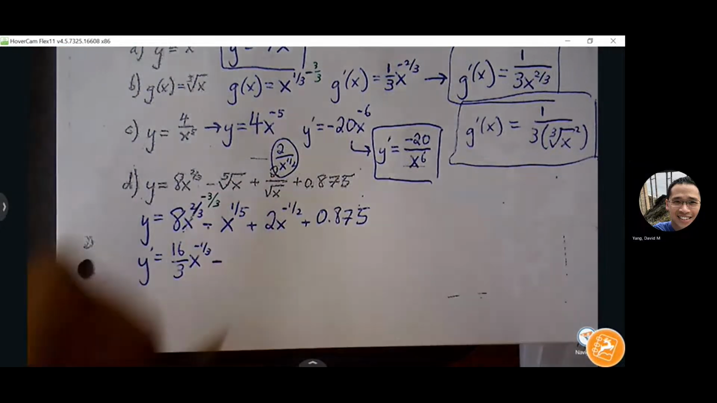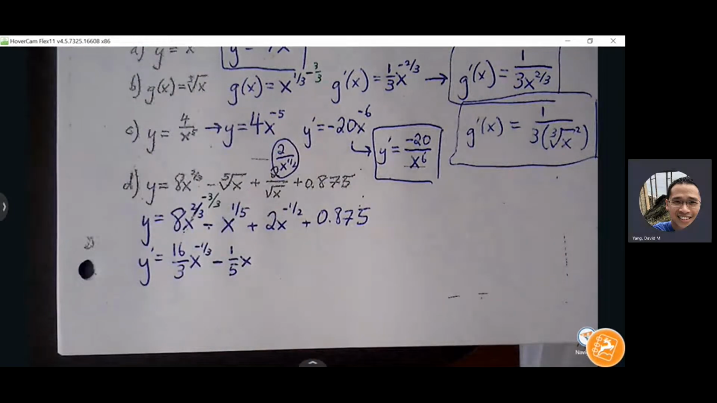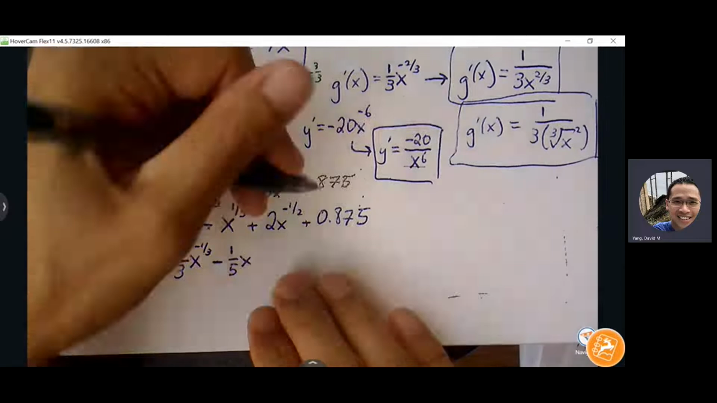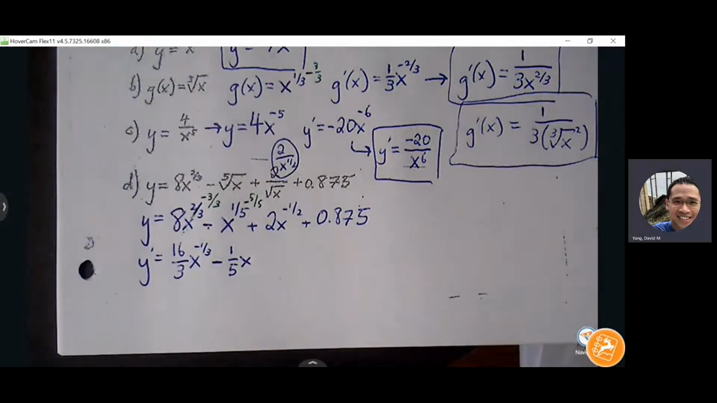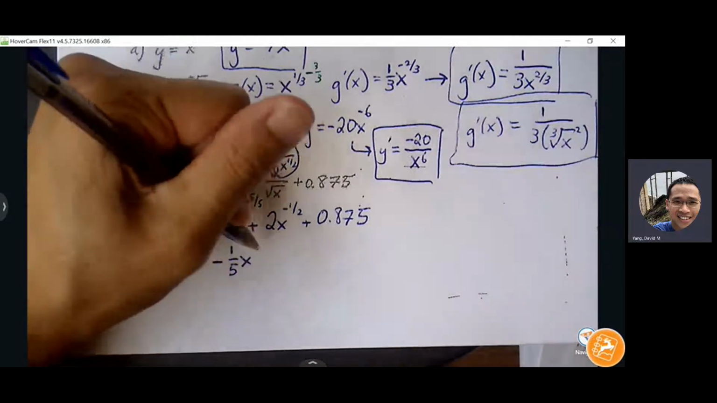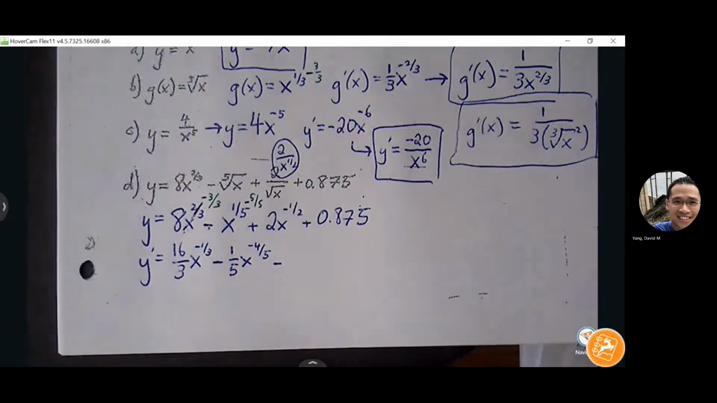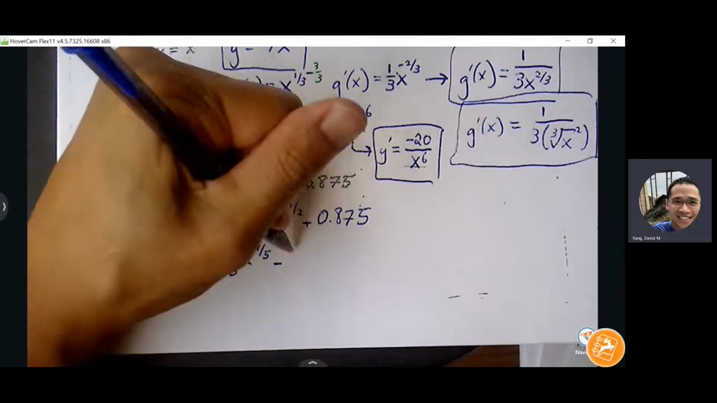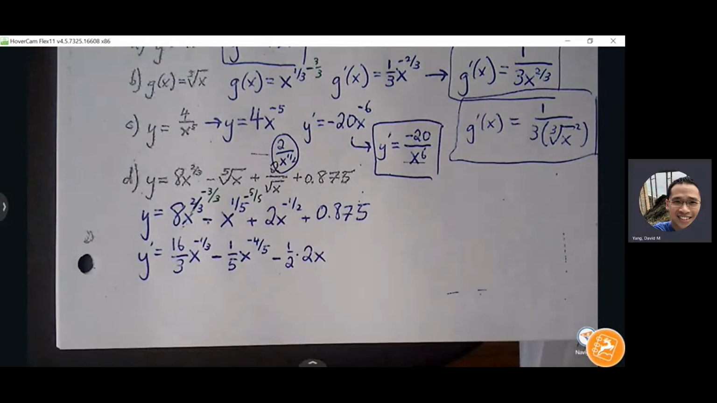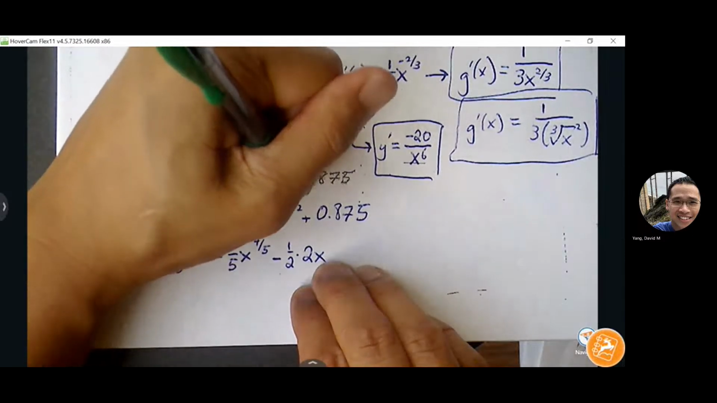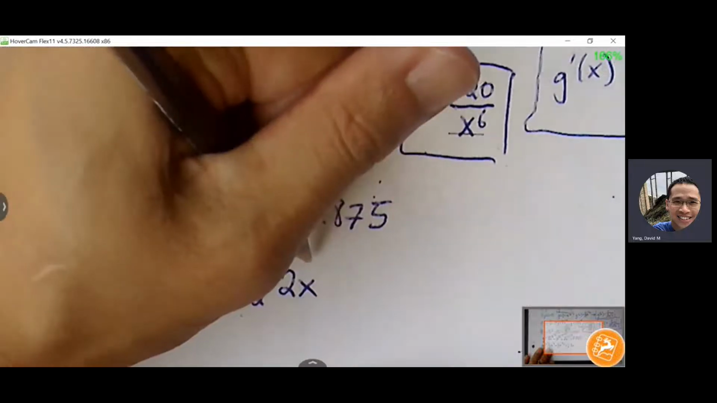Minus, bring down the exponent. What's my new exponent? A 1/5. Or no, negative 4 over 5. 1 minus 5 is negative 4. Okay, keep going, bring down the negative 1/2. What's my new exponent? Negative what? 3/2.